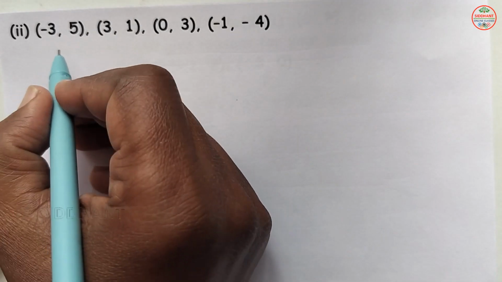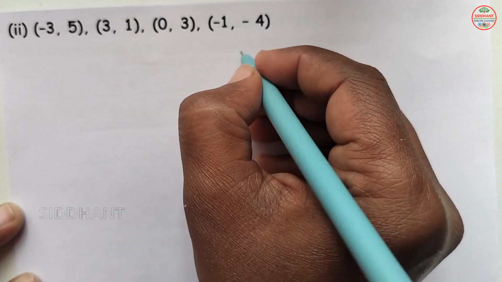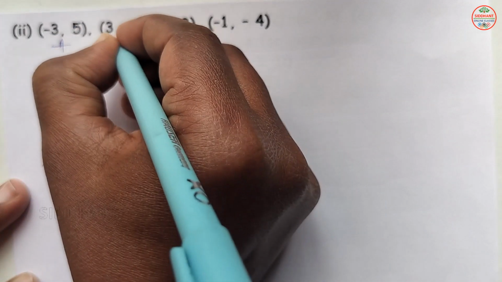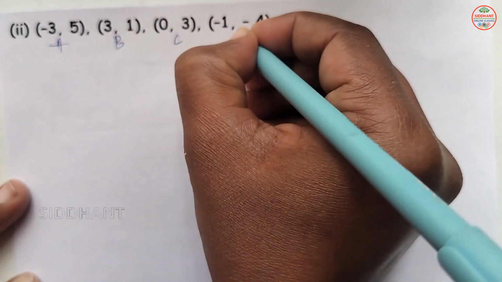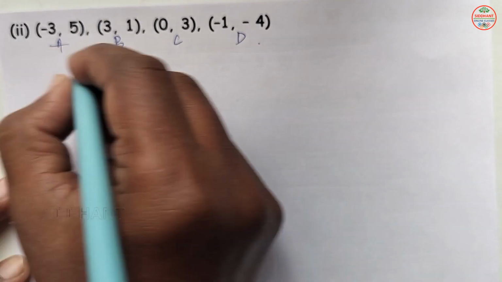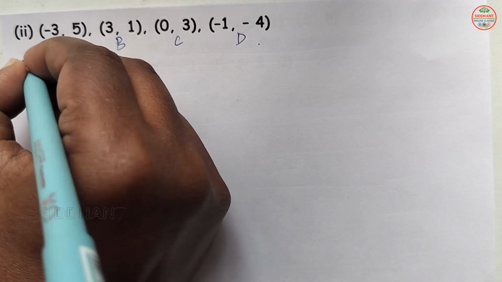Next, the second one: minus 3 comma 5, 3 comma 1, 0 comma 3, minus 1 comma minus 4. Let it be A, B, C, D here. Now we are going to check the distance. So now AB.